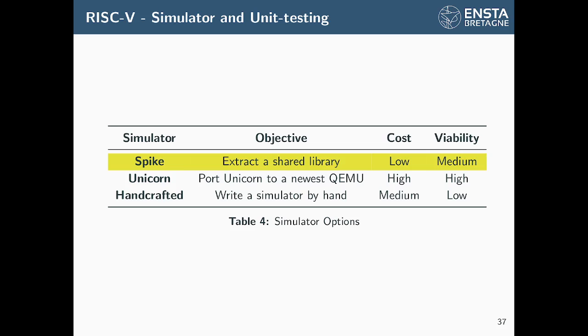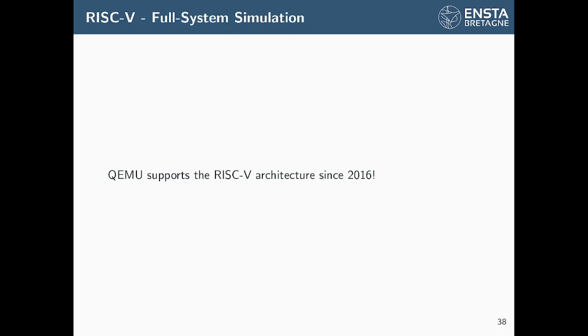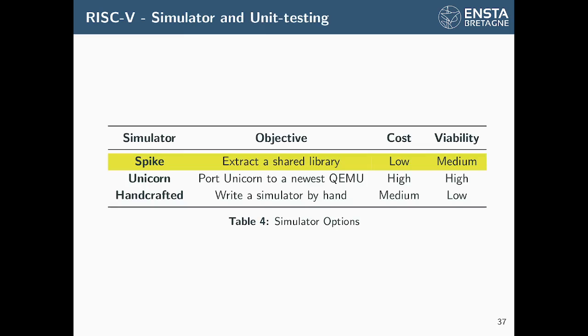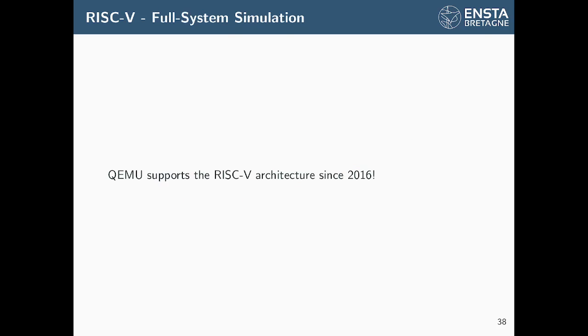And on the other hand, the handcrafted solution is medium in terms of cost, because this means that you still have to write all the simulator by hand, but it also means that you don't really trust the official simulator, so it still has a low viability. So this is for the simulator part. So we chose to extract a shared library from Spike because this is what looked like the lowest development cost and that still uses the tool that has been developed by the RISC-V community.